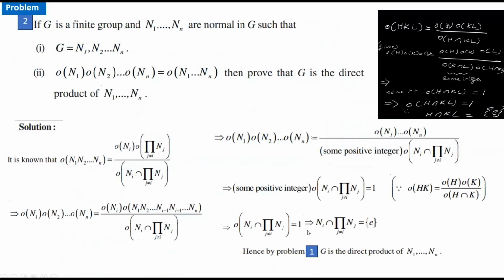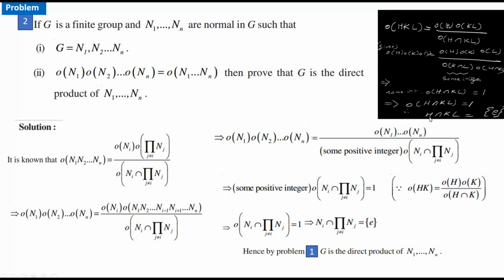Nn. Now in the second problem, if G is a finite group and N1 etc. Nn are normal in G with these two conditions, then we need to prove that G is the direct product of N1 etc. Nn. So here again, to understand the general case, we shall consider three normal subgroups, say H, K, L. So we will try to establish this in this case. Actually we make use of the previous problem.